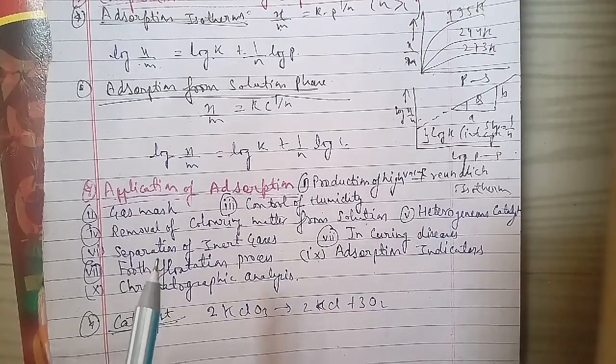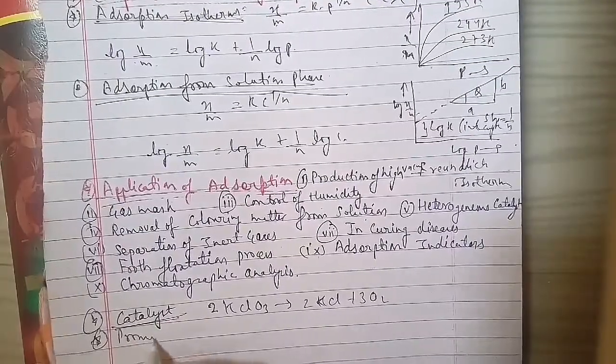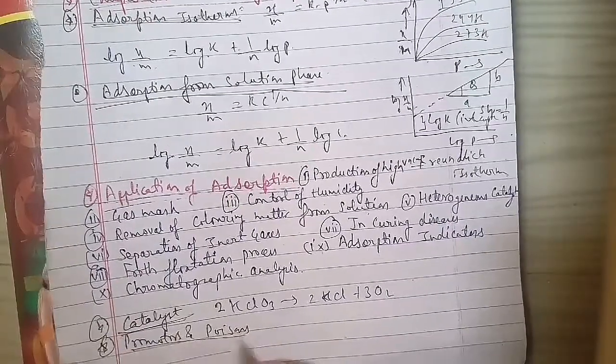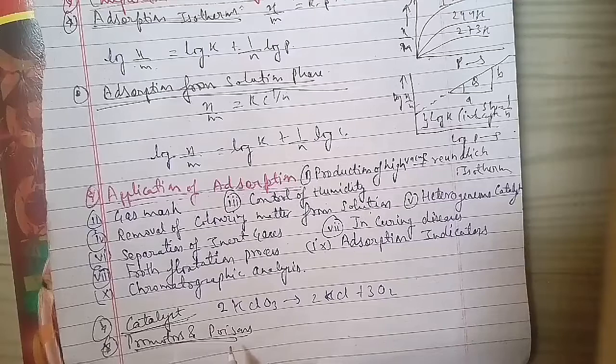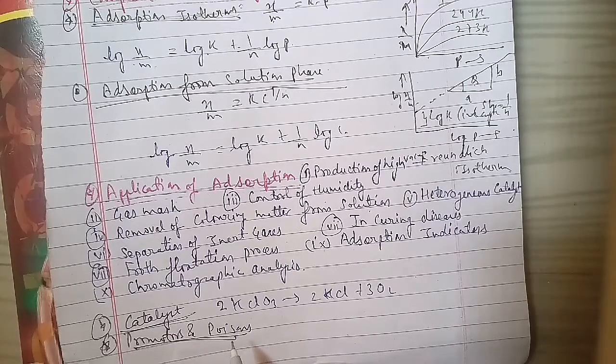For example, in Haber's process for the manufacture of ammonia, molybdenum acts as a promoter for iron, which is used as the catalyst. The reaction is N2 gas plus 3H2 gas, in the presence of Fe and Mo, gives 2NH3 in the form of gas as well.